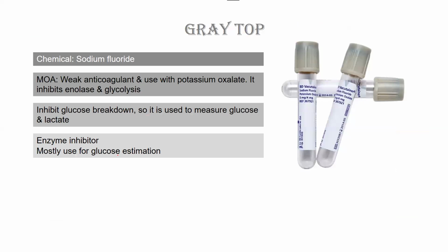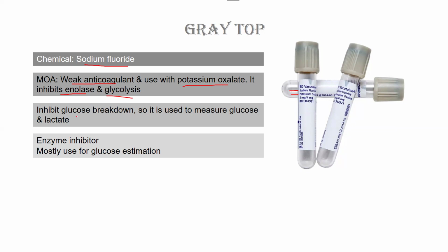Next we have the gray top tube. Gray top tube has mainly sodium fluoride, but its mode of action is that it is a weak anticoagulant, so it is used with potassium oxalate. You can see in this gray top tube you have sodium fluoride and then potassium oxalate. Two things are added in these tubes. The mode of action is that it inhibits enolase and glycolysis.